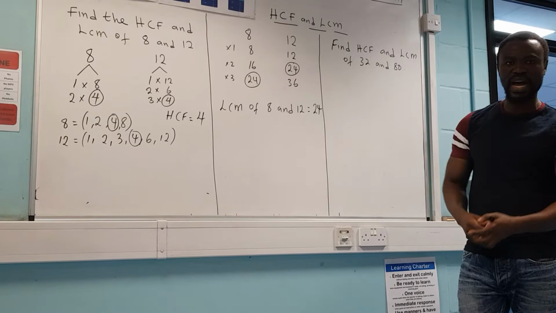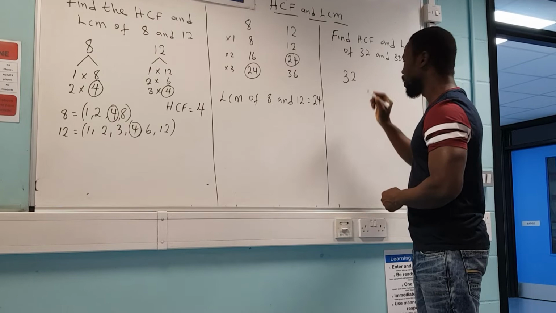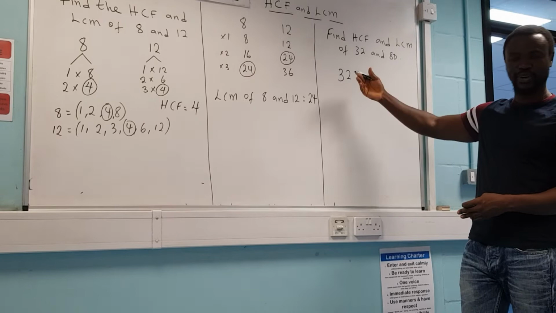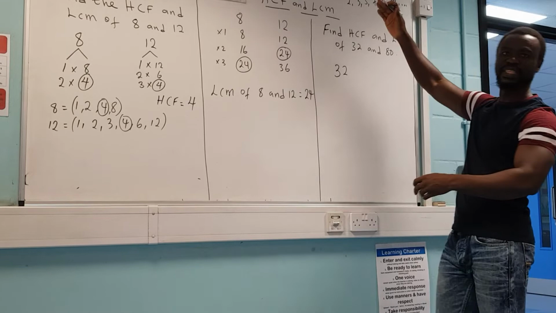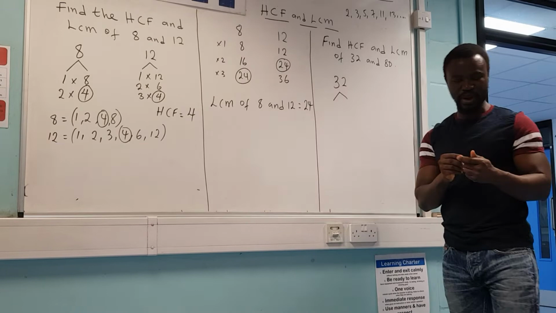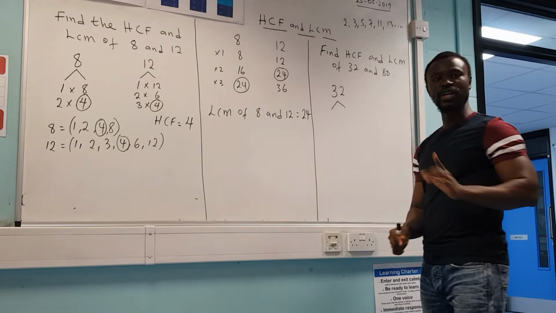Now, you are only interested in prime numbers. If you don't know your prime numbers or you will forget them, write them down. Prime numbers start from 2, 3, 5, 7, 11, 13, and I'll stop there, and so on. So I'm going to write this only using prime numbers. Find two numbers that multiply to give you 32. In this case, you cannot use 1 because 1 is not a prime number.